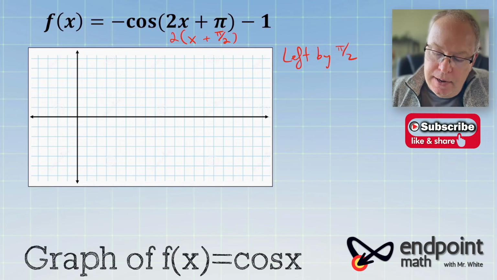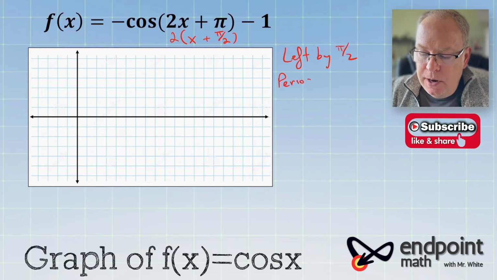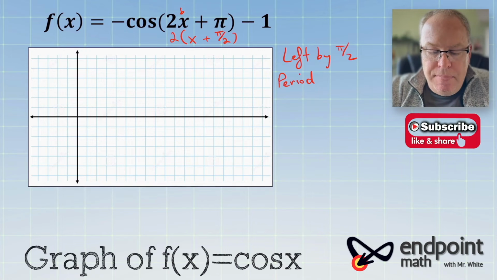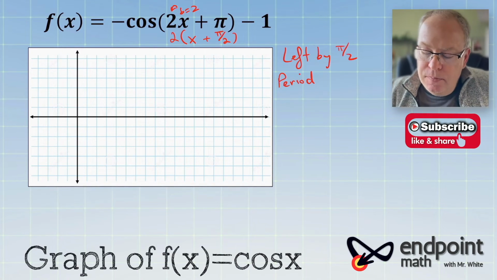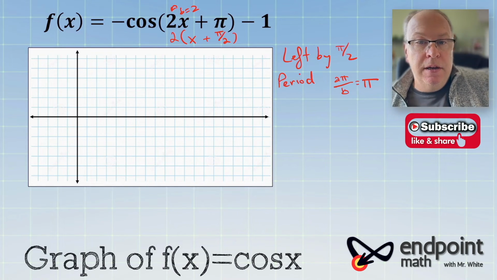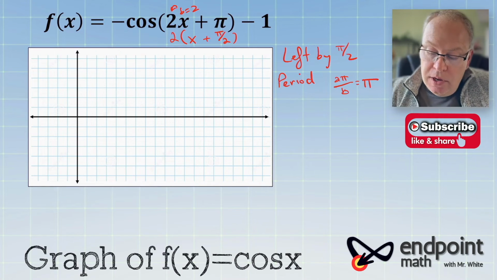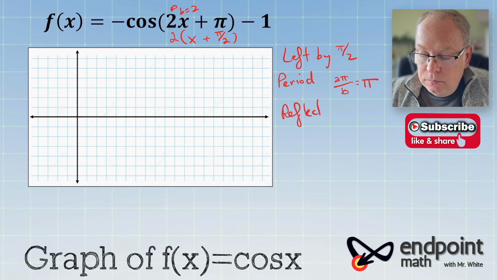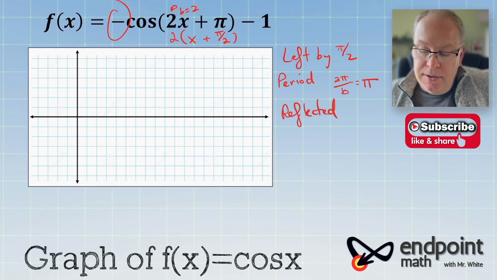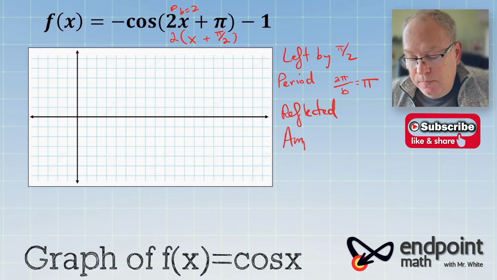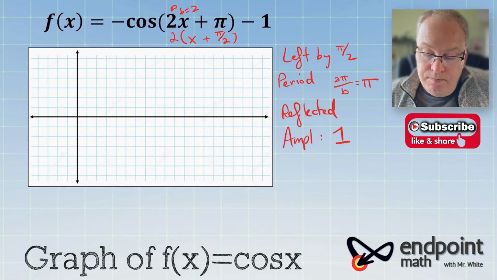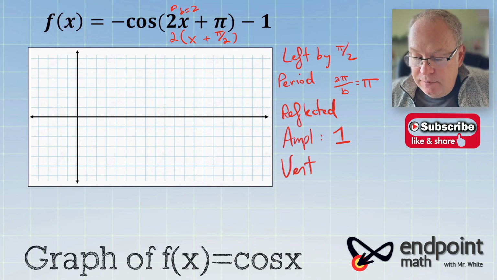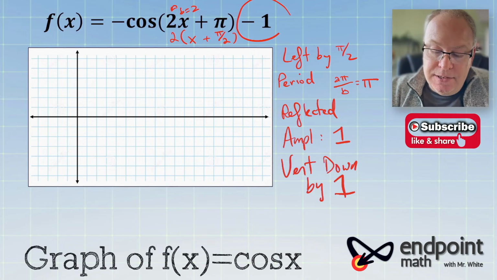All right, the period. To figure out the period, we use that b value. B equals 2 in this example. So we end up doing 2 pi over b. That is 1 pi. So the period is 1 pi. We are reflected because of that minus sign. The amplitude is going to be 1. And we have a vertical shift down by 1. That's this guy right here.